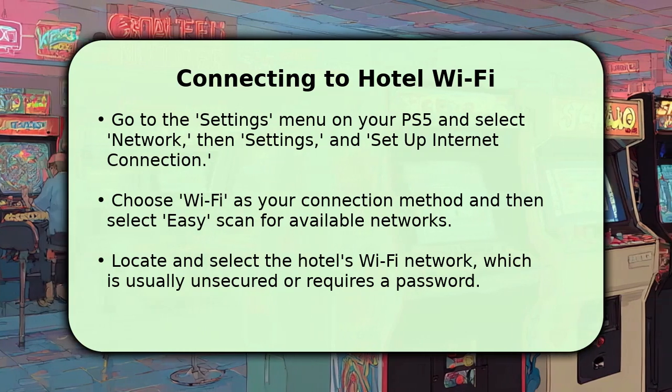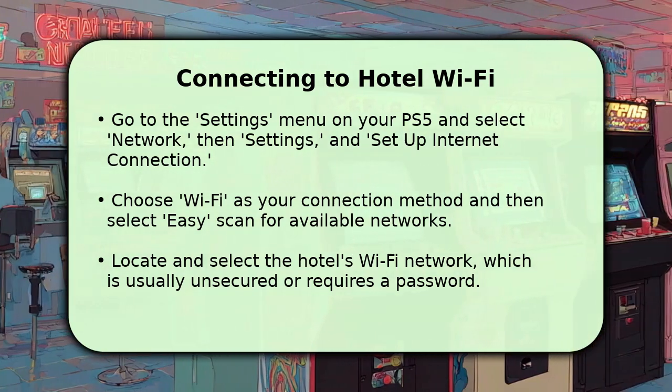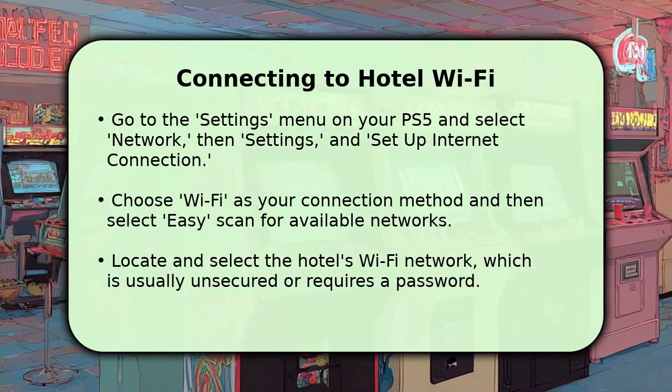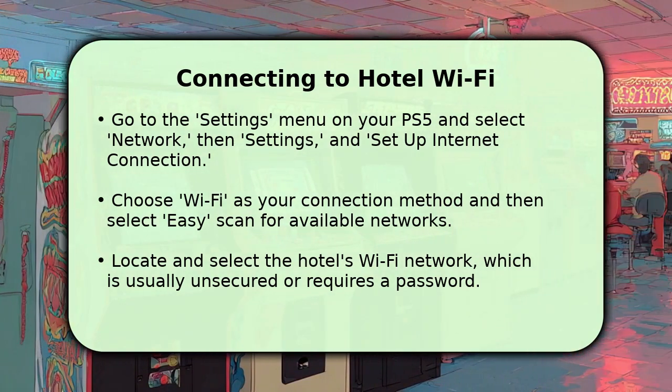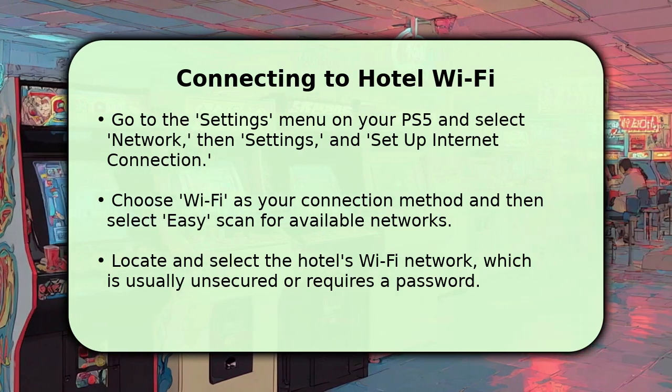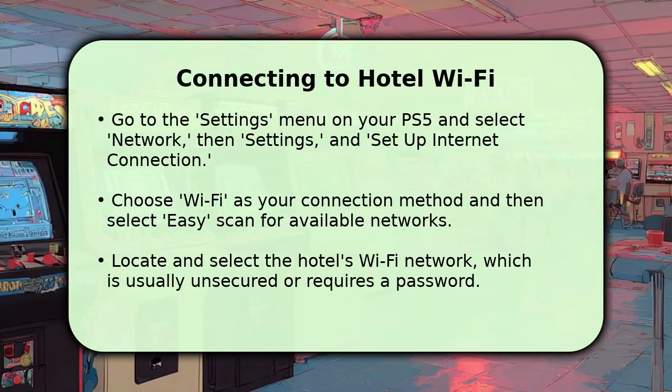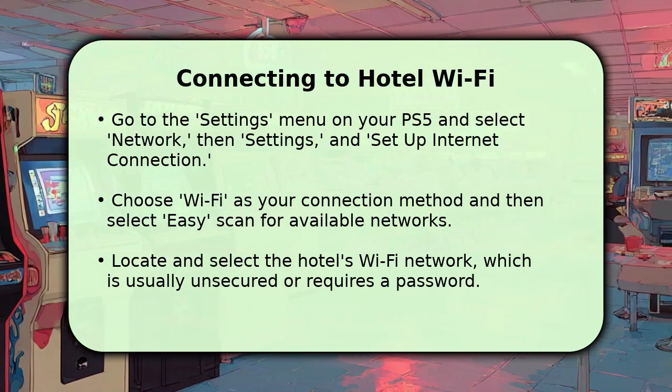Once in your network settings, choose to set up internet connection and select Wi-Fi. The console will scan for available networks, find and select your hotel's Wi-Fi from the list. If it's a secured network, you will be prompted to enter the provided password at this stage.